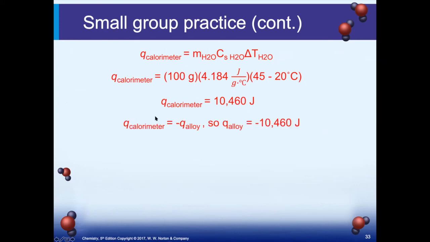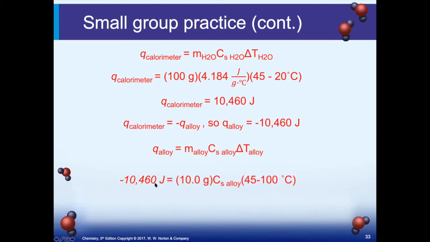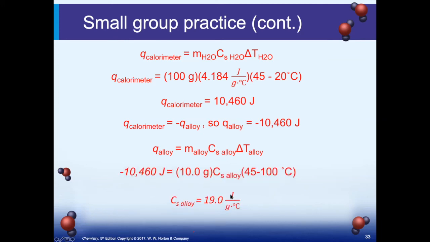So due to the law of conservation of energy, the heat that's transferred from the alloy is the negative of the heat that's transferred into the calorimeter. So use the same number just with a different sign. And now we're going to use that number as Q and calculate the specific heat. So we're going to take this number, substitute it here, and we're going to rearrange and solve for the specific heat. Okay. And when you do that, you get 19.0 joules per gram degrees Celsius.